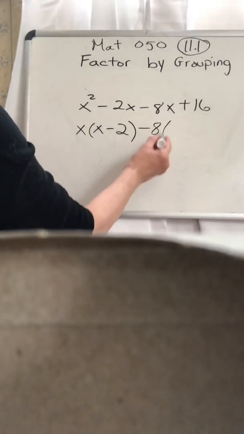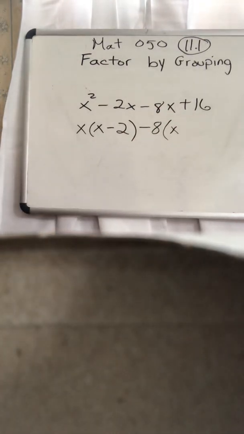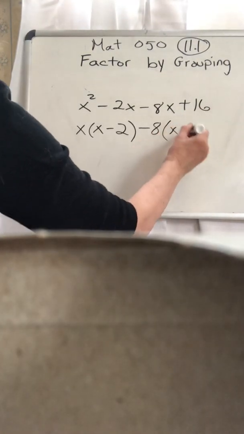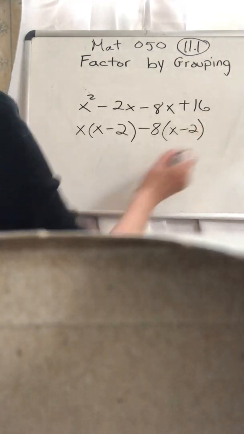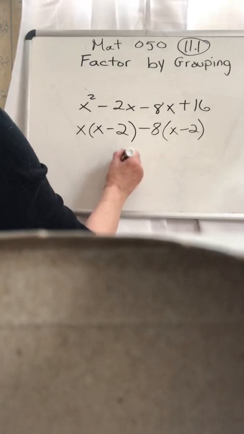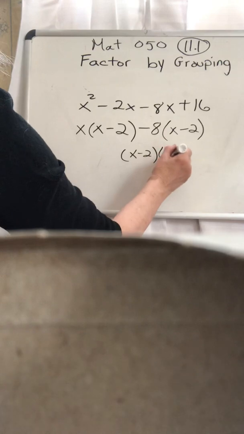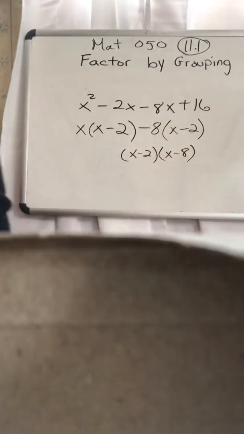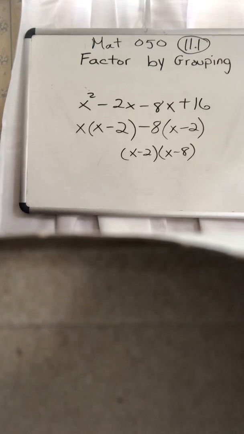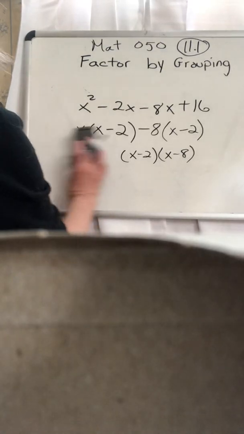So what would I need to multiply a -8 by to get a -8x? I'd have to have an x there. What would I need to multiply a -8 by to get a positive 16? It would have to be a -2. X minus 2 is a common binomial factor, and our greatest common factors were x minus 8, so I put them in another parenthesis. Okay. All right, I think we have time to do another one. So let's go ahead and do You Try It 6.